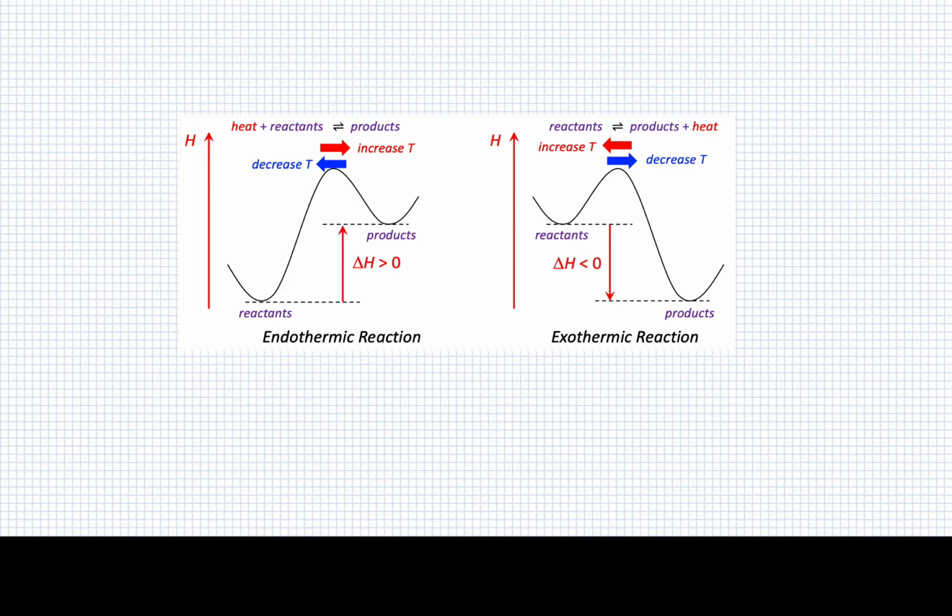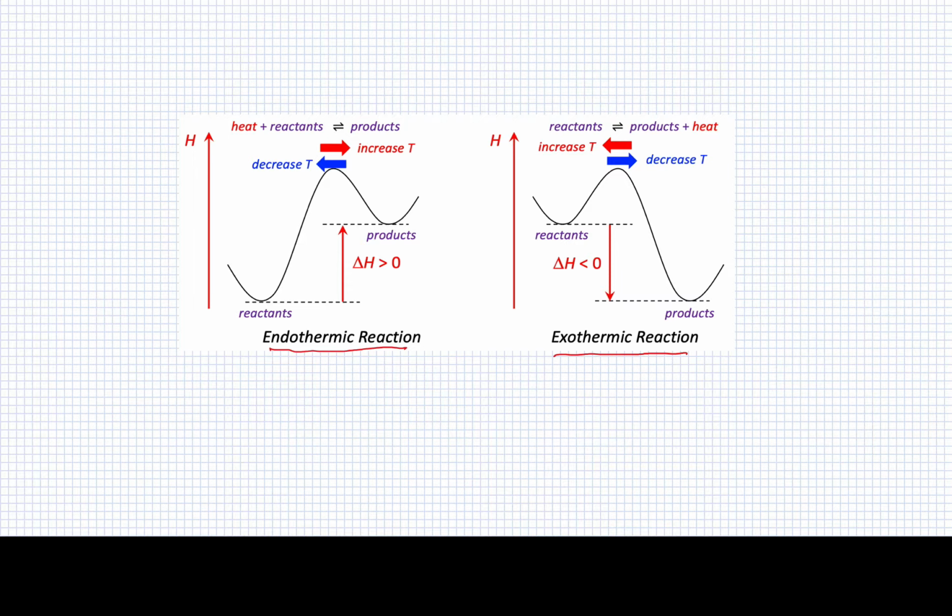So on this page, what I have are two diagrams, one of them representing an endothermic reaction and one of them representing an exothermic reaction. This is just a reaction energy diagram where I'm drawing enthalpy as the vertical coordinate, and the horizontal coordinate is just a reaction coordinate that tells us something about the progress of the reaction.